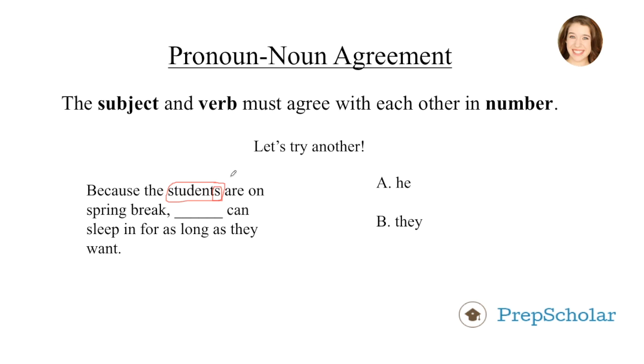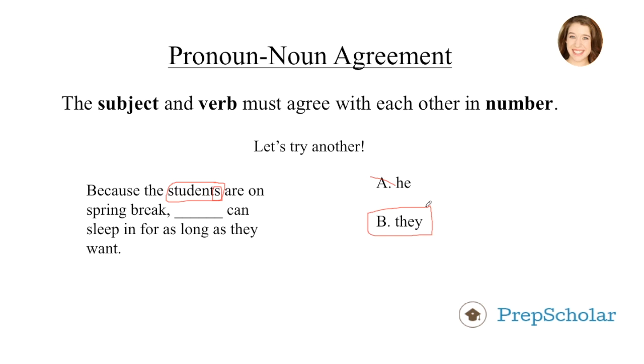That means we need a plural verb. Dang it, we need a plural pronoun. So let's look at our options again. He, that's singular, refers to one person, so not A. They refers to multiple people. It's a plural pronoun, and it can replace our plural noun. And that's how pronoun-noun agreement works.